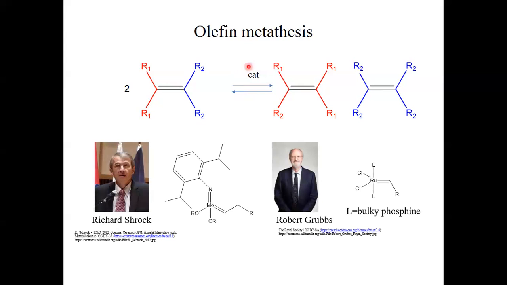We said that we require a catalyst to perform the olefin metathesis. What catalysts do we have in hand? Actually, two types of catalysts, molybdenum catalysts and ruthenium catalysts. This kind of catalyst is called the Schrock catalyst, named after Richard Schrock. The characteristic component is this aryl amido group.